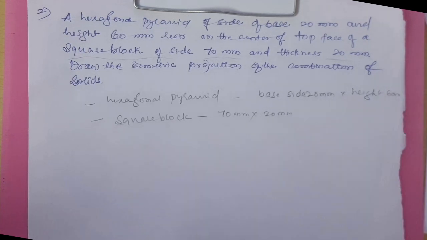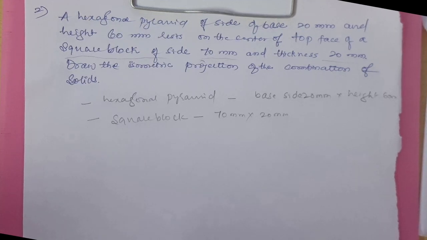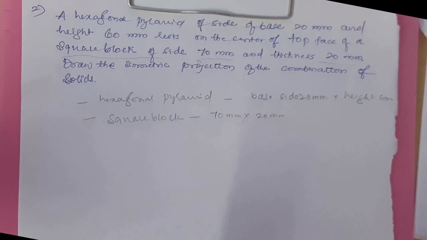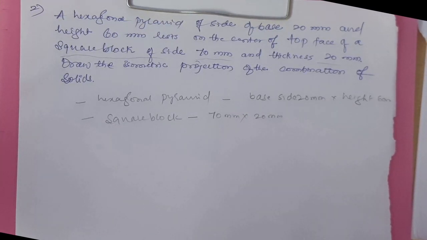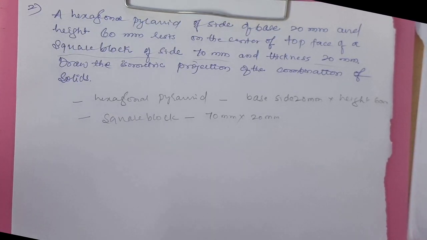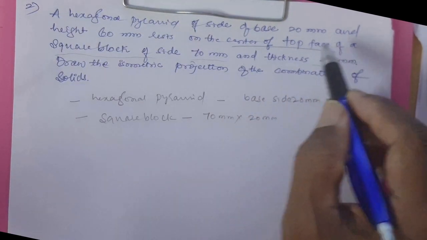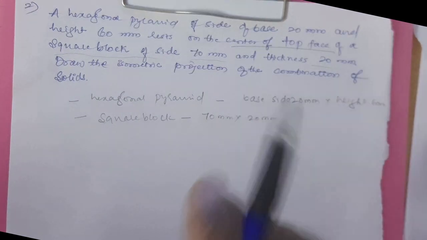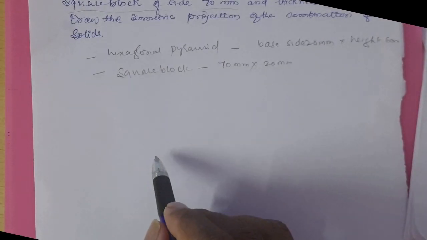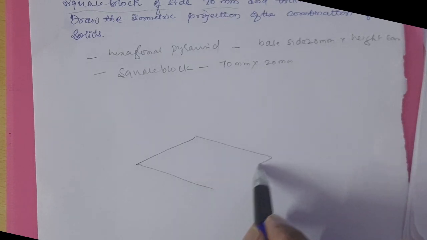So now these two are placed coaxially. Okay? So that means the top face of the square block and the base of the hexagonal pyramid are placed coaxially. That means the center of the top face of a square block is coaxial with the axis of a hexagonal pyramid. Now just observe. So let us draw first a square block here.